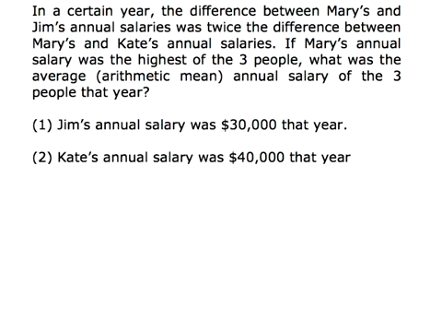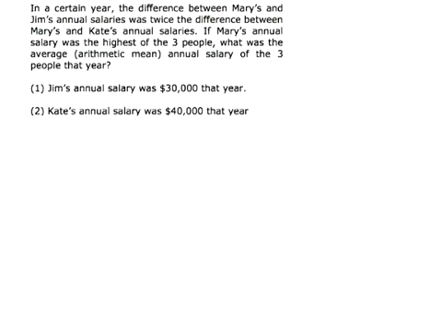So let's shrink this. The difference between Mary's and Jim's annual salaries was twice the difference between Mary's and Kate's, and Mary's is the highest. One way to do this is to picture it on a number line. Mary's is going to be the last thing on the right, if we do it that way. So let's picture that on a number line. Mary's salary is going to be somewhere over here on the right, because hers is the highest.